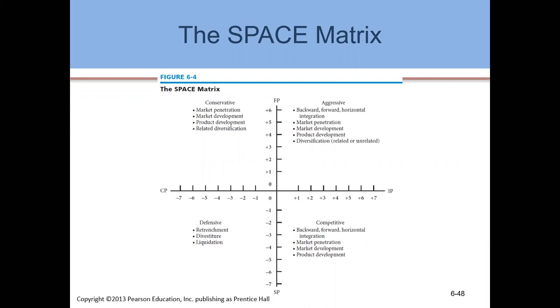In case of the defensive situation, that if our company is in the defensive quadrant, we'll be following retrenchment, divestiture, and liquidation. And supposedly, if our organization happens to fall in competitive quadrant, we'll be following backward, forward, horizontal integration, market penetration, market development, and product development. If you could see that some of these strategies are repetitive in different quadrants, what can be the reason for that? I'll be discussing it in detail in the coming slides.